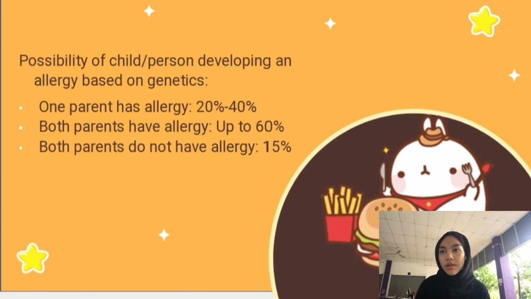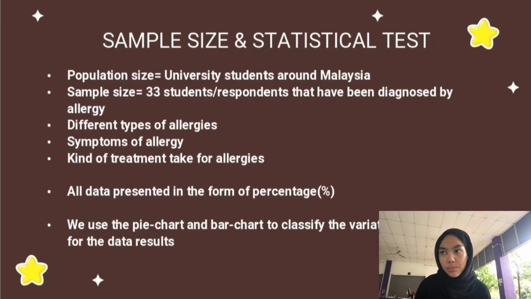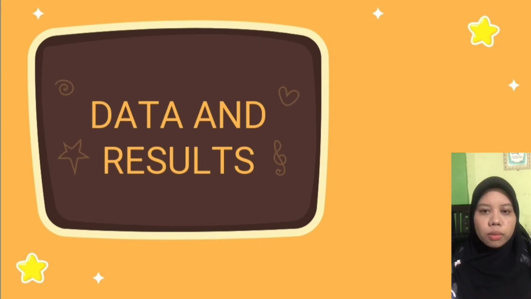The population size is the university students around Malaysia, and the sample size that we take is 33 respondents who have been diagnosed with allergy. As I presented earlier, there are questions about the allergies, types of symptoms, kinds of treatments, and many more. All the data collected from the survey is presented in the form of percentages, for which we use pie charts and bar charts, as these can clearly classify the variations and modes of the data, which will be presented in the next slide by Sabrina.